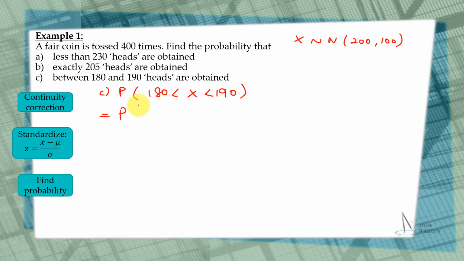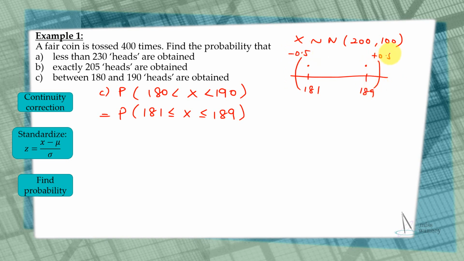So greater than 180, it should be 181. X lesser than 190, so this is 189. So on my number line, I have 181, 189. So exactly from here up until here. Therefore, I should make the area become larger. So I should deduct 0.5 and then I should add 0.5. So 180.5 less than x less than 189.5. Okay, so we have done something called the continuity correction.